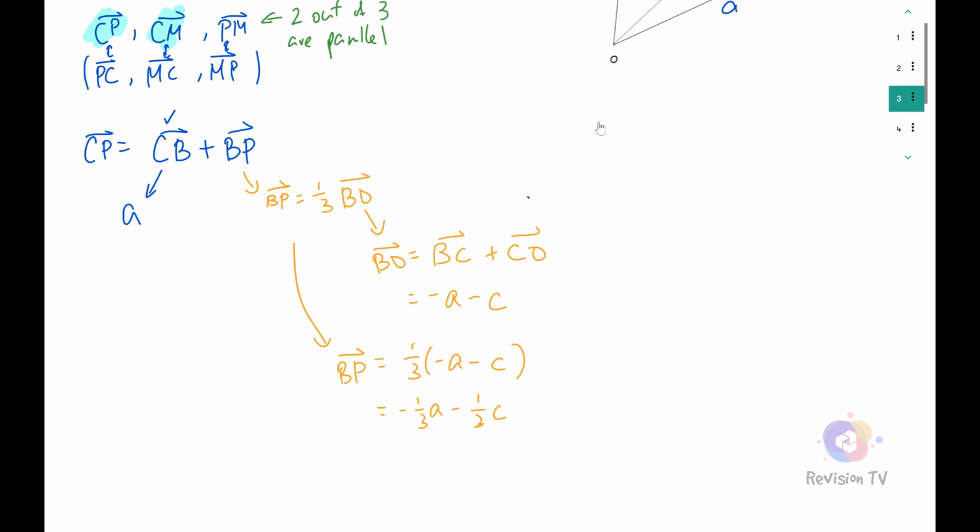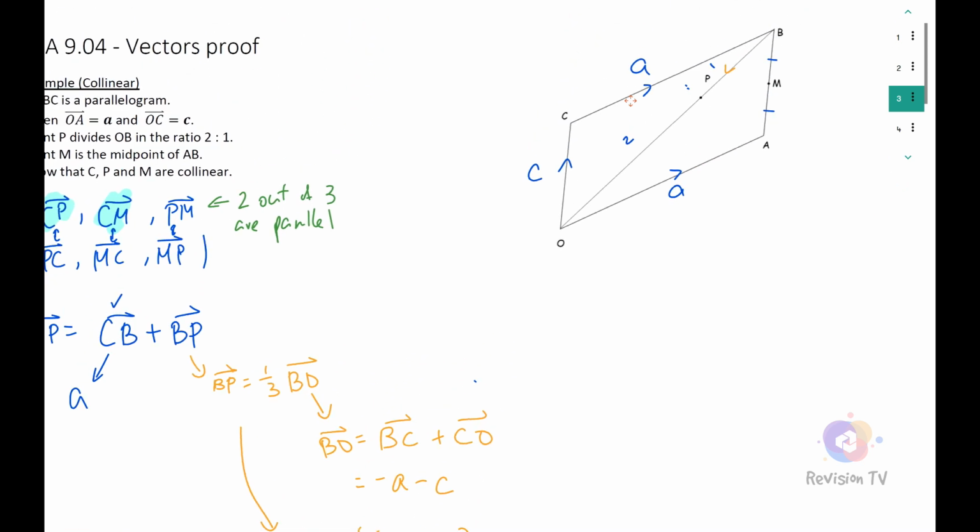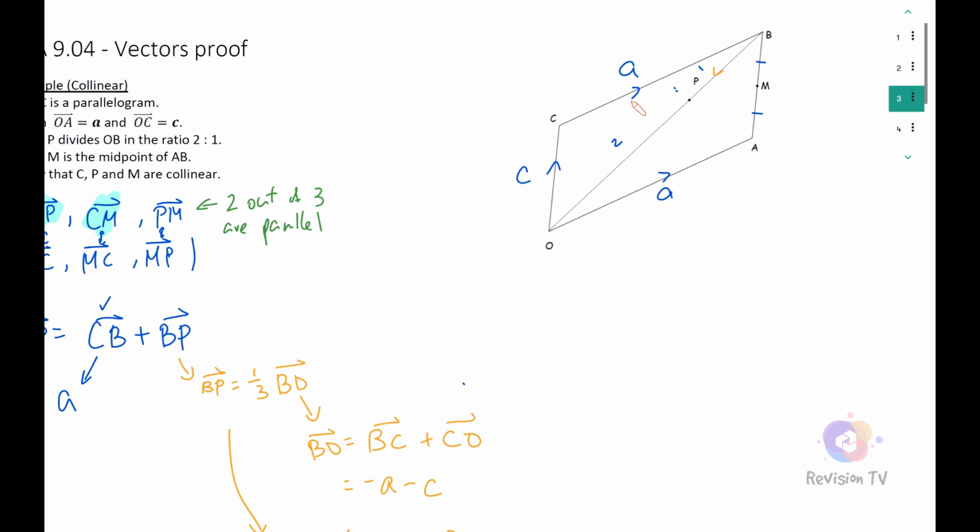So what do we know about CP then? Finally, we now know CP equals A minus a third A minus a third C. A minus a third A, 1 minus a third, is the same as 2/3 of A minus 1/3 of C. Okay, so that's CP. Next, as I said, I chose CM, so I'll do CM as promised. So how do I go from C to M?